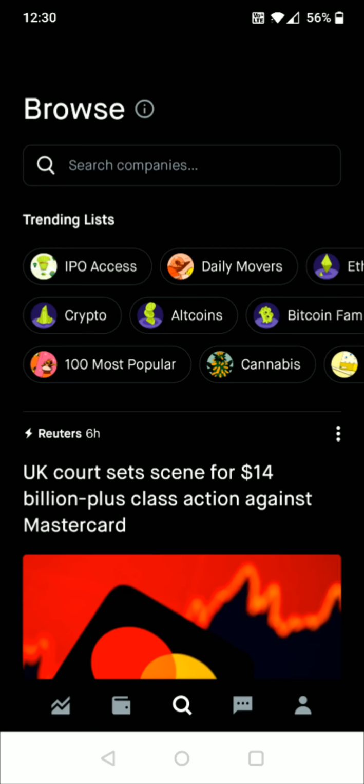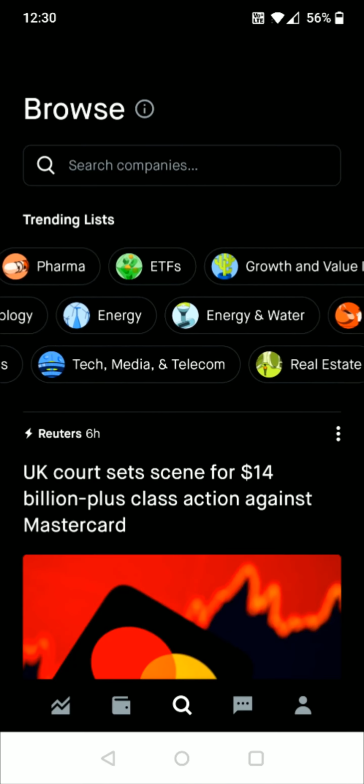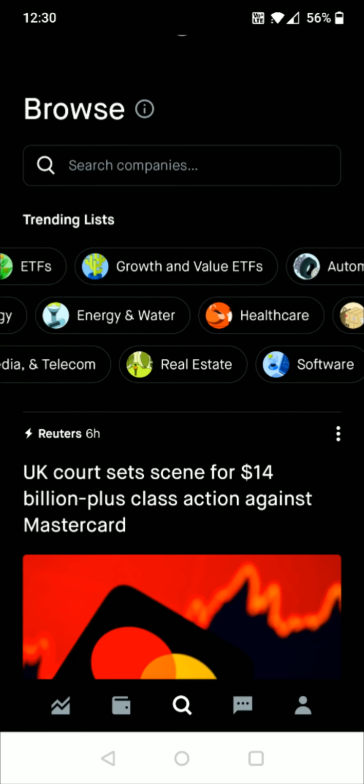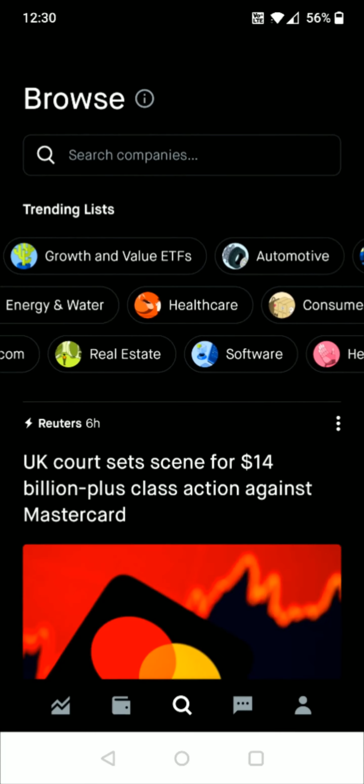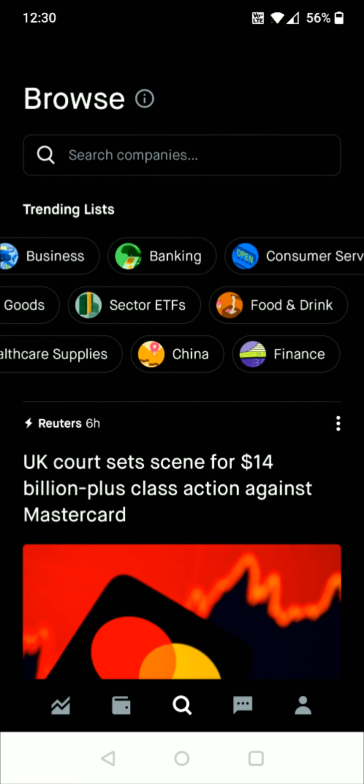Now, the nice thing here with these trending lists is you can see different categories of stocks that you might be interested in researching depending on what sector they're in. So you can look up energy and water, healthcare, software, consumer goods, automotive, etc. There's a lot of different options, but let's say we want some different sector ETFs to take a look at.